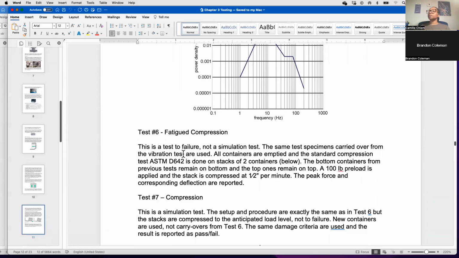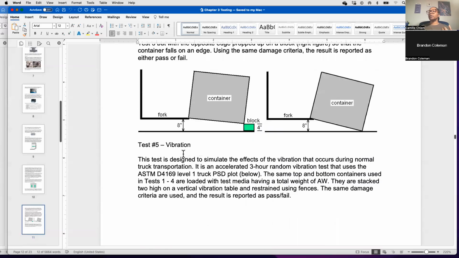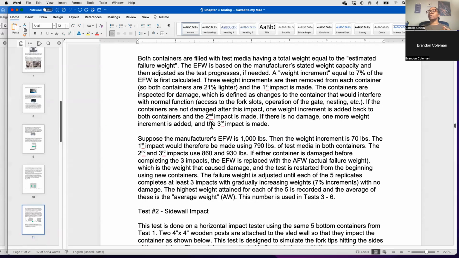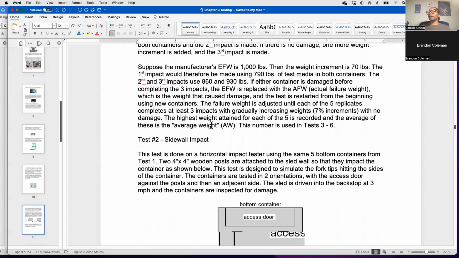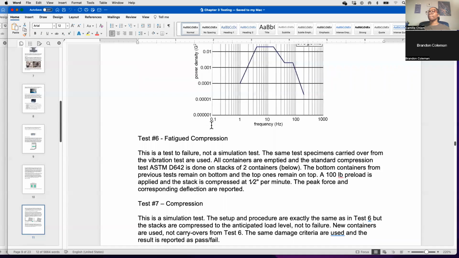Okay, so number 6 is fatigue compression. Again, this is another test of failure. And you're not trying to simulate or imitate like you do with the forks. And even with test 1 and test 2, where you're trying to make it as close to real life as possible, but repeatable at the same time, looking at impacts or what kind of damage you would have during these events.